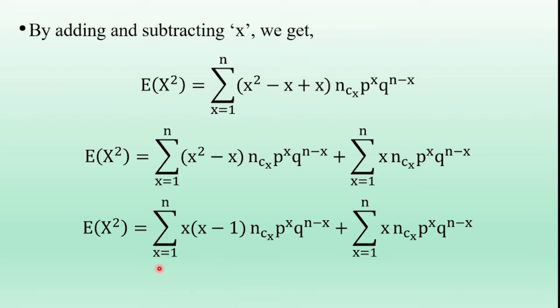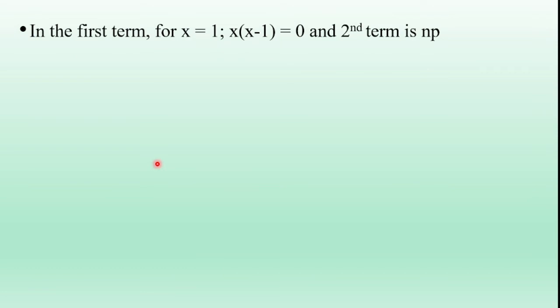So now here in the first term, first substitute x is equal to 1. Substituting x is equal to 1, 1 minus 1 is 0. 0 into something is 0. So the first term for x is equal to 1, that is x into x minus 1, is equal to 0.